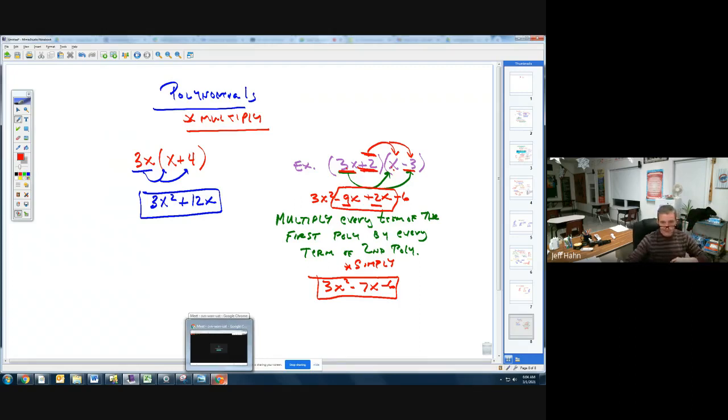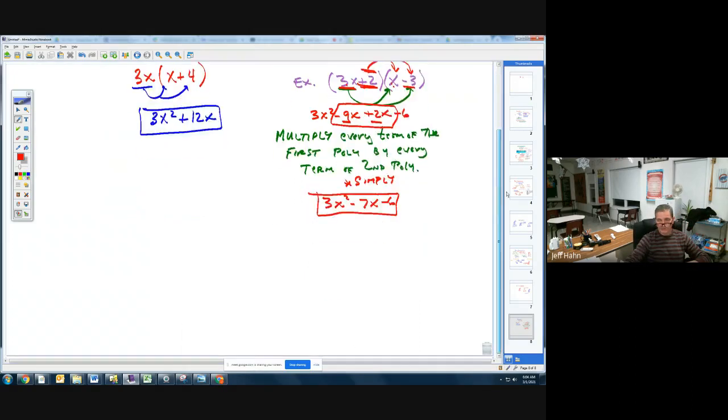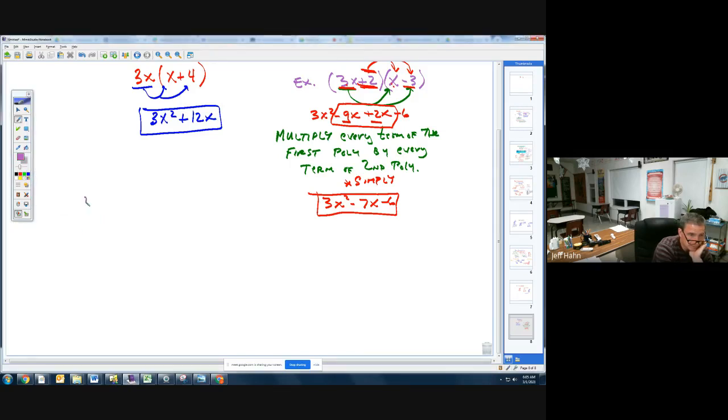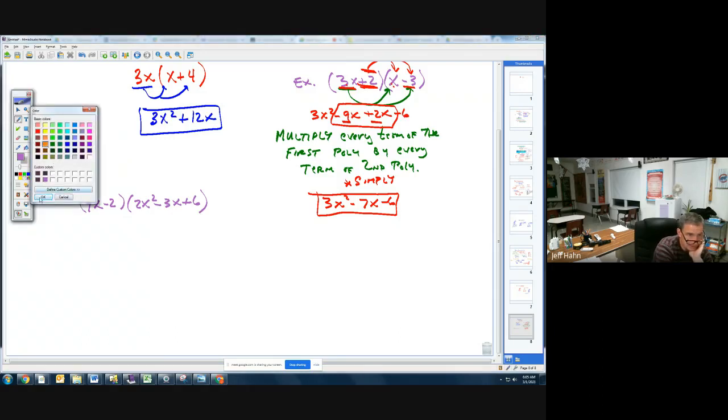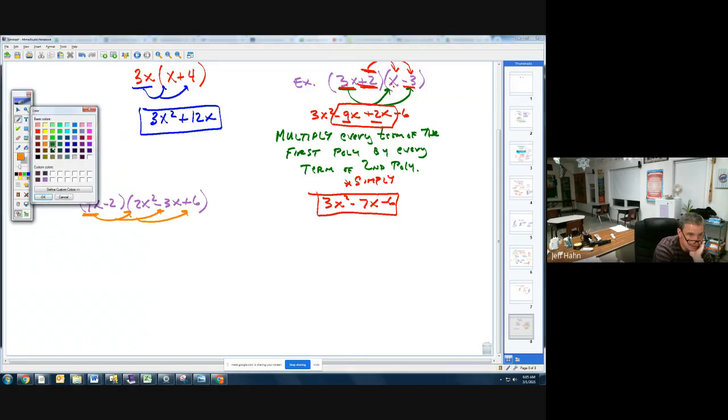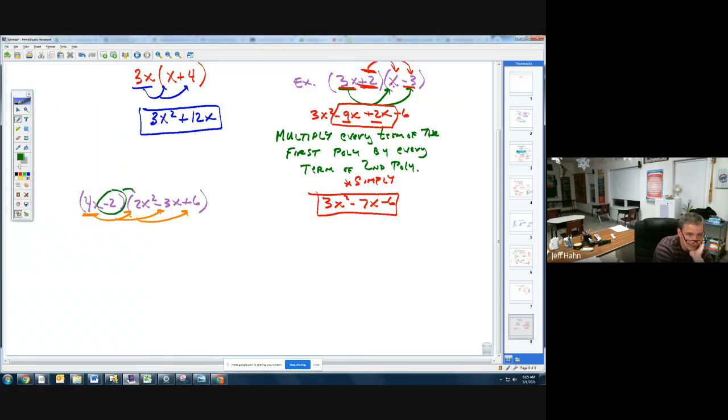Something a little bit more complicated, because you are 8th grade and you can handle complicated sort of things now. Let's go with a really big, goofy one. Let's say I have 4x minus 2, and I am multiplying that by a trinomial, 2x squared minus 3x plus 6. Again, remember the fundamental rule, and that is that you have to multiply this 4x times all three of those. And you also have to then multiply this minus 2 by all three of those.